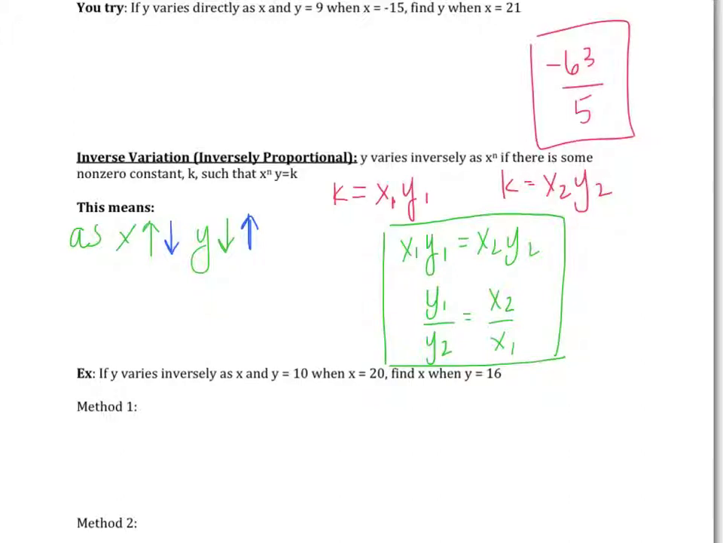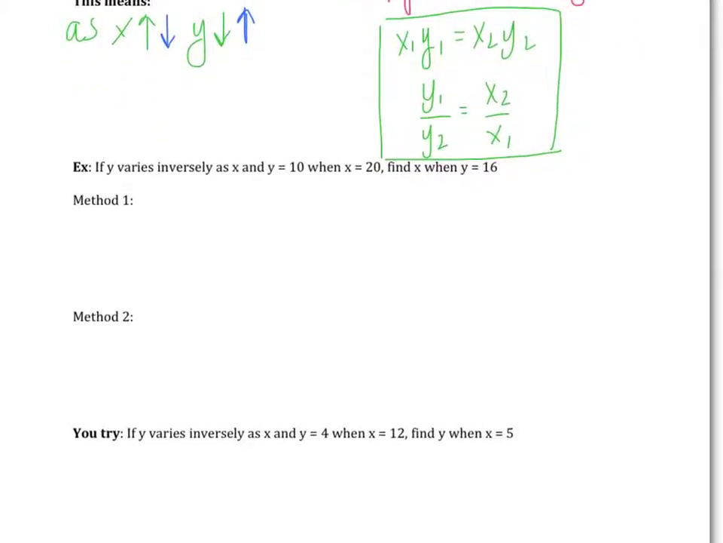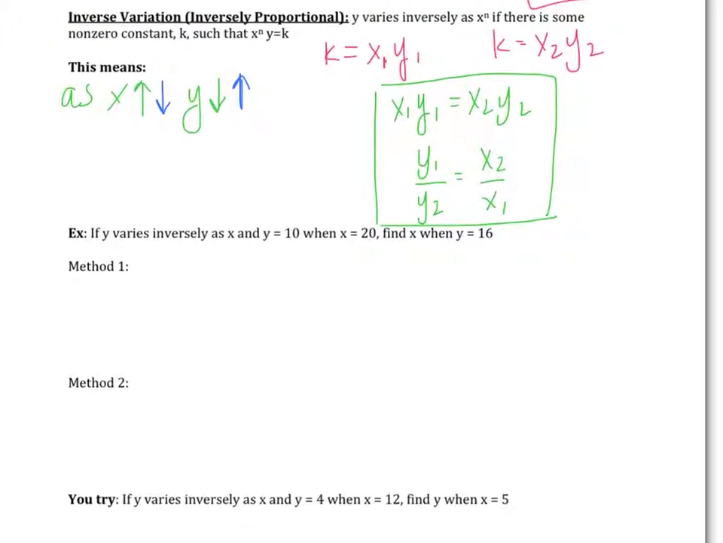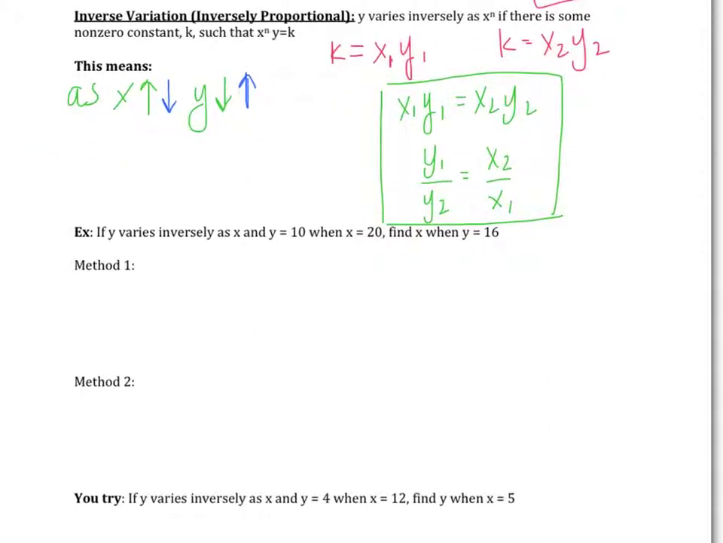So here's an example. If y varies inversely as x and y equals 10 when x equals 20, find x when y equals 16. So we have the same concept here, except we're just using a different equation. This time x and y are on the same side of the equation as opposed to opposite sides. So method 1 again is set up an equation and solve.